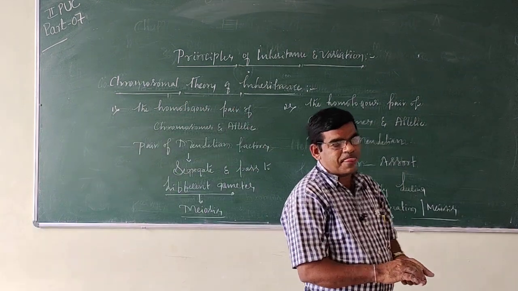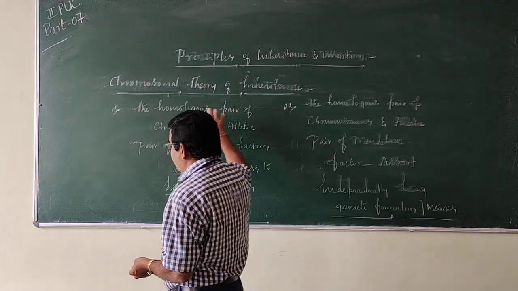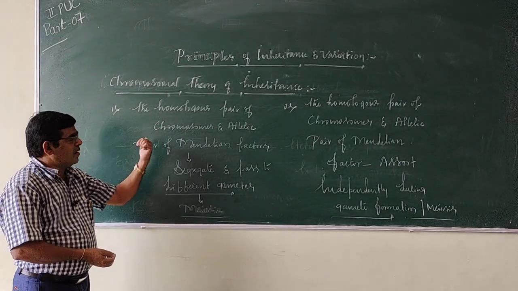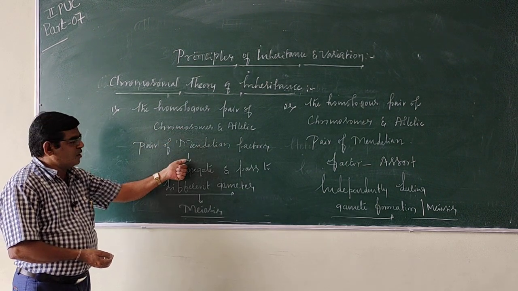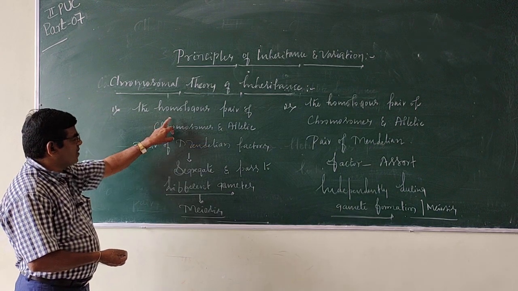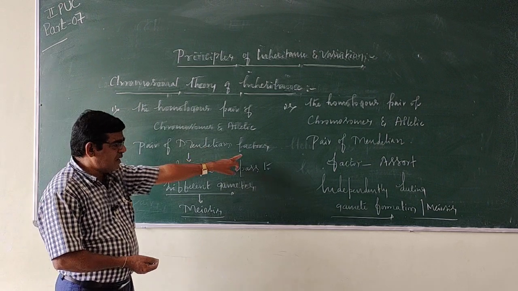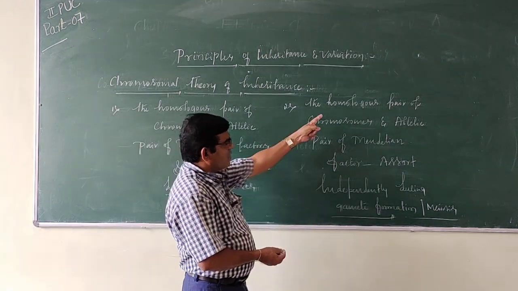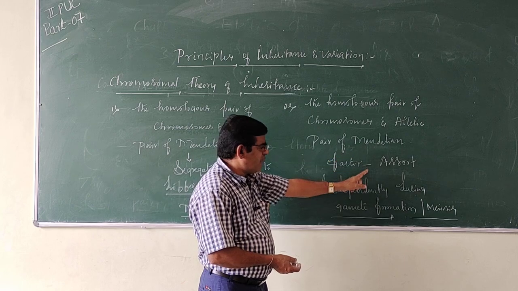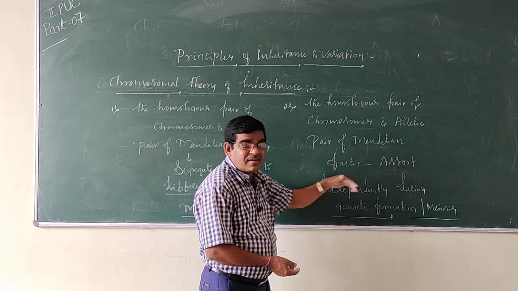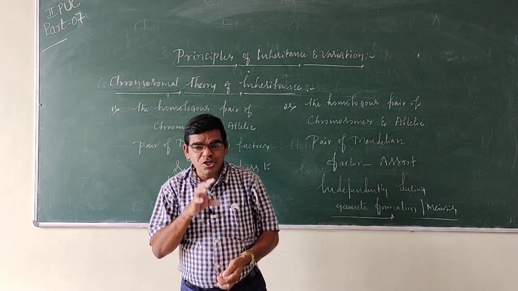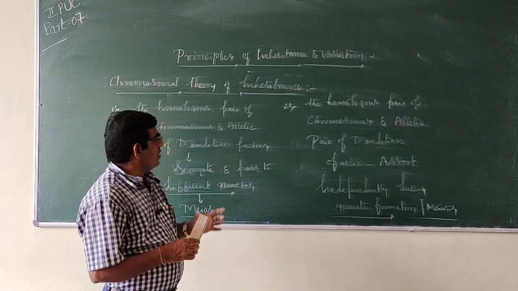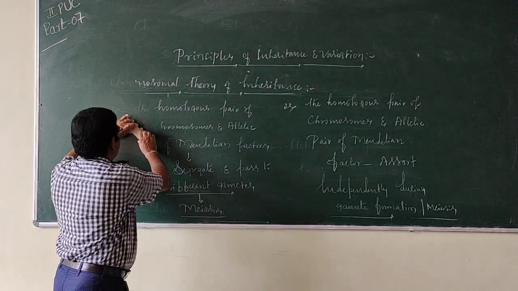Clear? So the chromosomal theory of inheritance was proposed by Sutton and Boveri, comparing the Mendelian factors and the behavior of the chromosomes. First, the homologous pair of chromosomes and allelic pair of Mendelian factors segregate and pass into different gametes during meiosis. Next, they assort independently during meiosis. These two concepts were proposed by Sutton and Boveri in 1902. This is the chromosomal theory of inheritance.